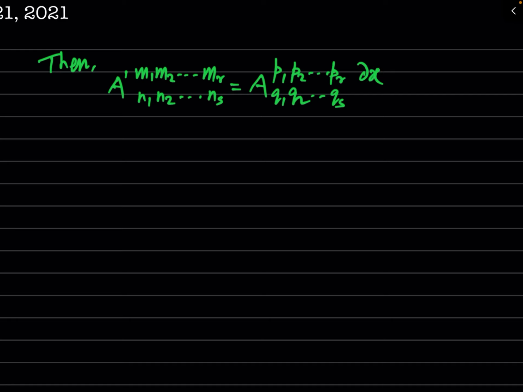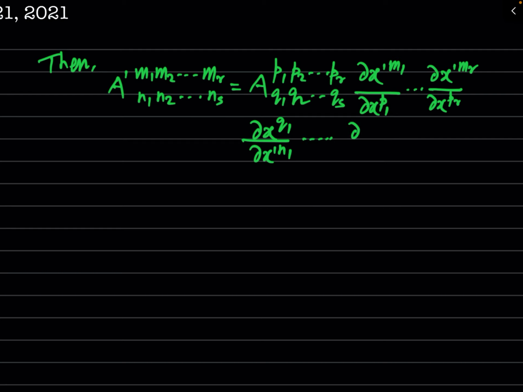and del x'^{M1} by del x^{P1}, so on, del x'^{Mr} by del x^{PR}, times del x^{Q1} by del x'^{N1}, so on, del x^{Qs} by del x'^{Ns}. You know.